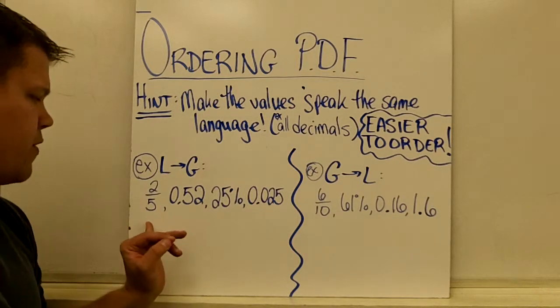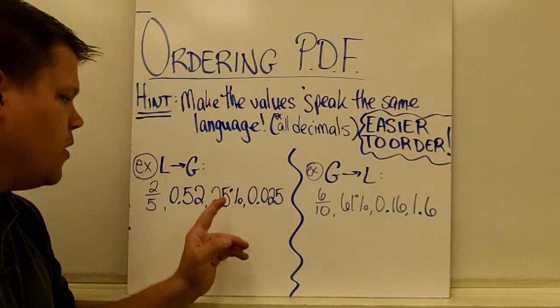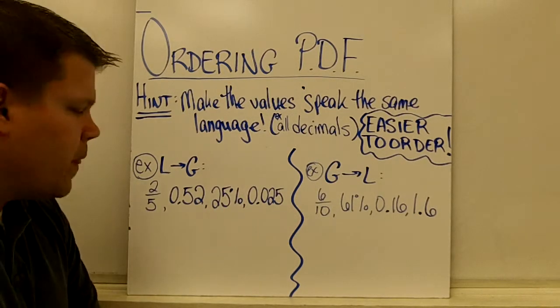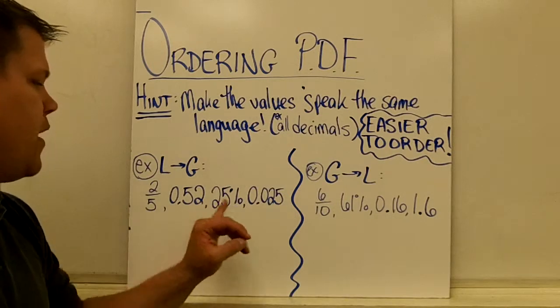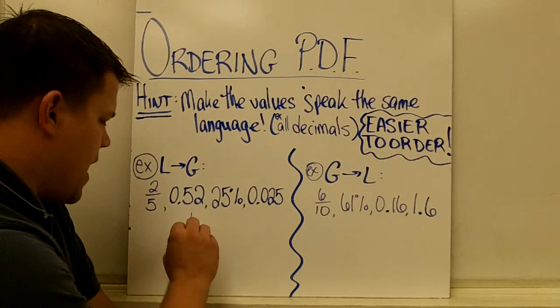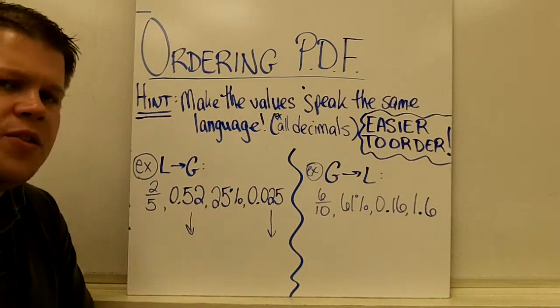We have 2/5 as a fraction, 52 hundredths as a decimal, 25%, and 25 thousandths. And it looks like I have two values that are already as a decimal, so that's great. I'm going to just kind of arrow them down. But I need to address the 25% and the 2/5.